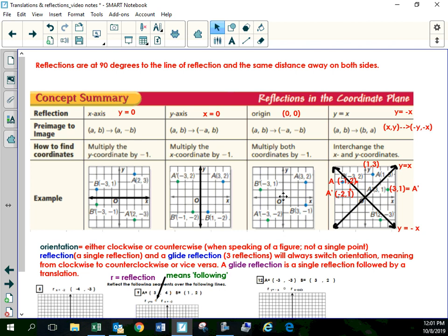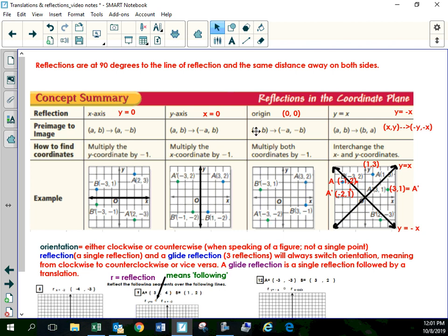They want you to reflect it over the origin. Now, we'll be talking about this tomorrow. A reflection over the origin also is a rotation of 180 degrees, when we talk about rotations tomorrow. So a rotation of 180 degrees about the origin is the same thing as reflecting it over the origin.